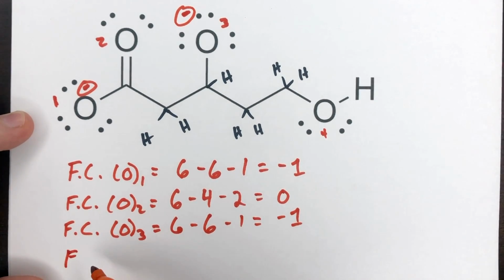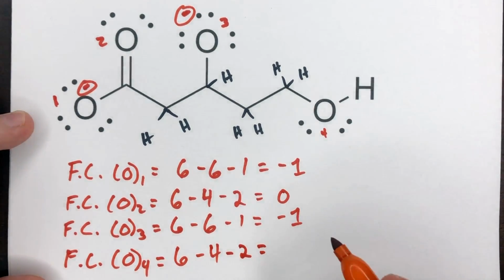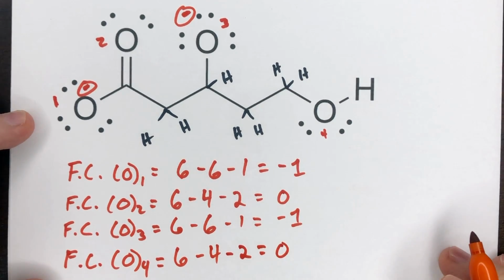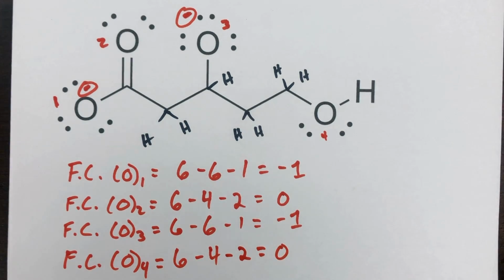And then lastly, oxygen number 4. Again, the valence is 6. We subtract the number of lone pair electrons, there are 4. And then we subtract the single bonds, which there are 2: 1 to this hydrogen, 1 to that carbon. So that's 6 minus 6, that is 0. So there's no formal charge on oxygen number 4. So that is the final molecule.